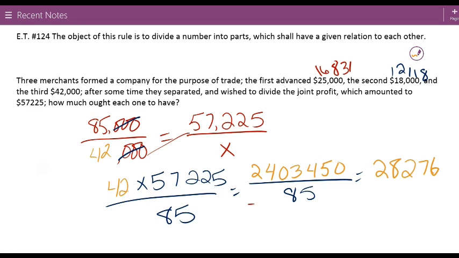So going back to our definition, we're trying to divide this $57,225 amongst the three merchants, but they're getting amounts back in relation to what they contributed. In your text, it talks about how what they contributed, if we're talking in the business world, which this example is, is called capital stock, and then the amount that they received back is their dividend. And we'll talk more about that next week. But that is how you solve this first problem.